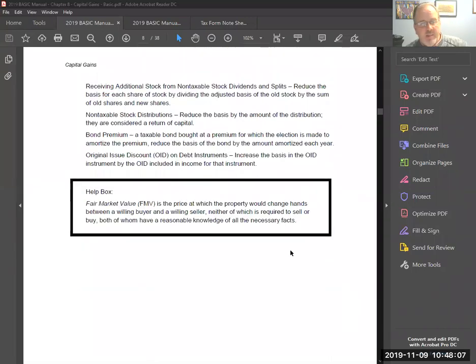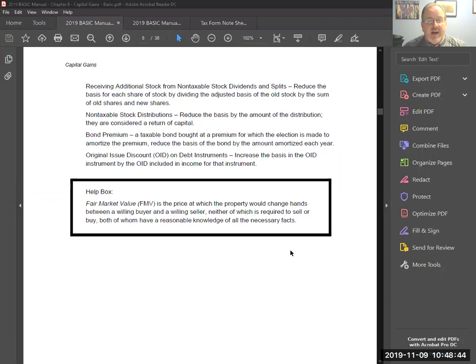As it says here, fair market value is the price at which the property would change hands between a willing buyer and a willing seller, neither of which is required to sell or buy, both of whom have a reasonable knowledge of all necessary facts. So if I'm selling you a Babe Ruth baseball card, we have to determine the value of that. Really, it's the value between a willing buyer and a willing seller.